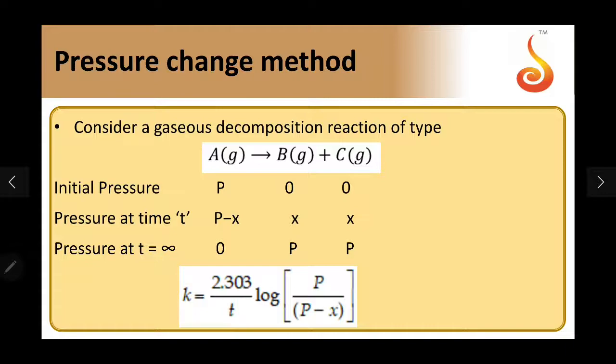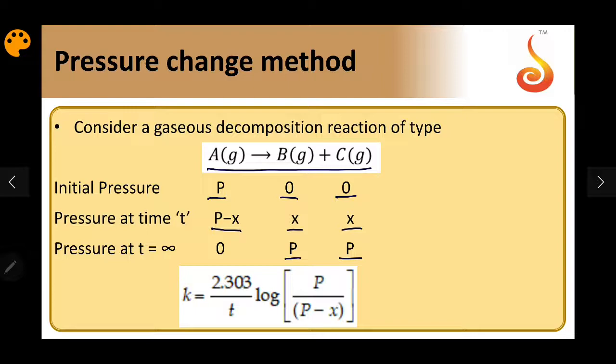Pressure change method. In this particular type, a gaseous phase reaction is taken. If I take an example, A giving rise to B plus C, let the initial pressure of A be P, and B and C are 0 and 0. At any time t, x atmosphere or x millimeters of A is decomposed to product, so the remaining will be P minus x, and the products will be x and x. At infinite time A will become 0, so the entire P has been decomposed, and it becomes 0, P and P for A, B and C. So the equation is k is equal to 2.303 by t into log of P by (P minus x).